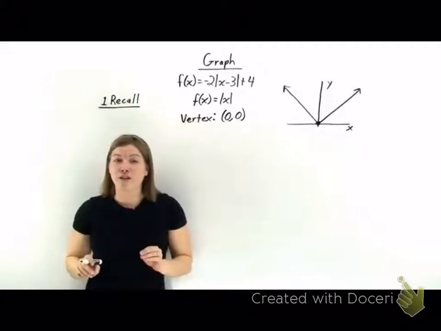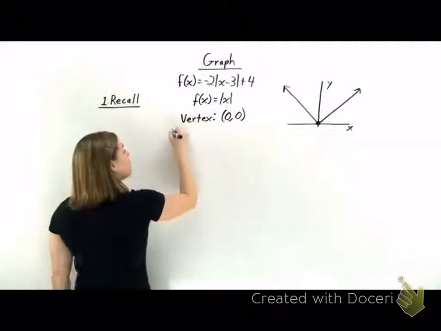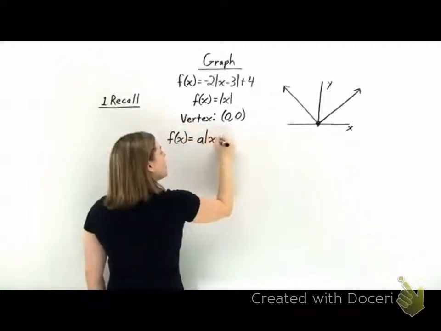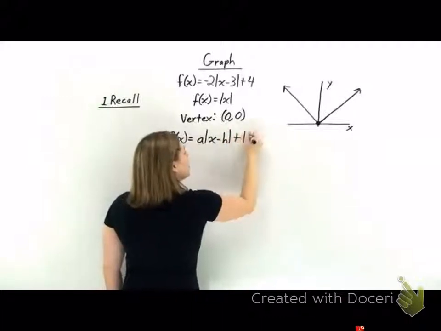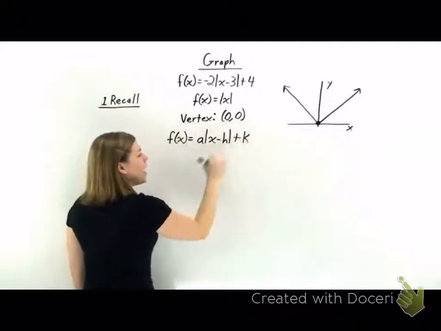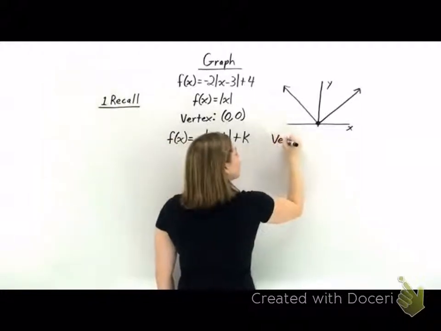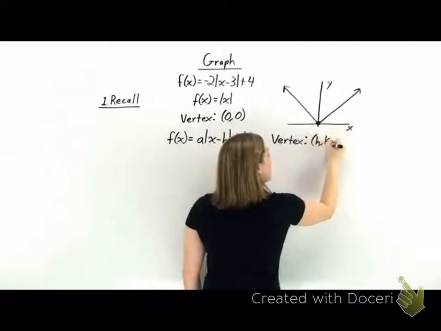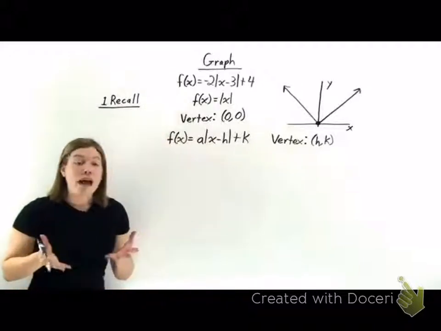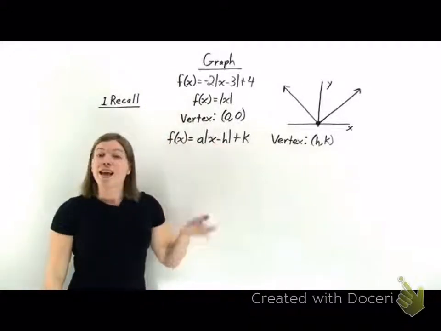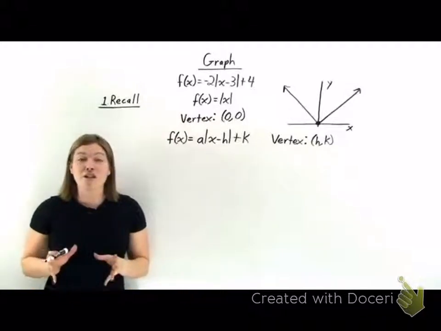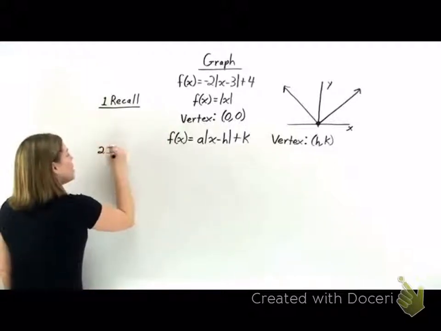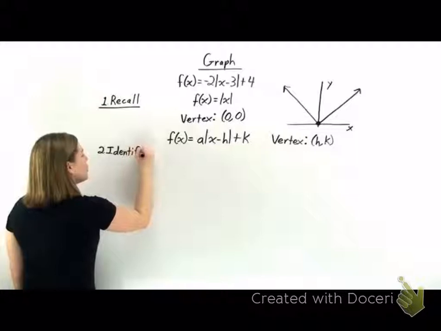So now that we've seen the parent function, let's recall the general form for an absolute value function. We have f of x equals a times the absolute value of x minus h plus k. Here, a, h, and k are real numbers. Each of them controls a different transformation of the graph. And the vertex is the point h, k. So, if we could identify a, h, and k in our function, we could use those transformations to get our graph. So let's go ahead and compare our given function to the general form for an absolute value function.